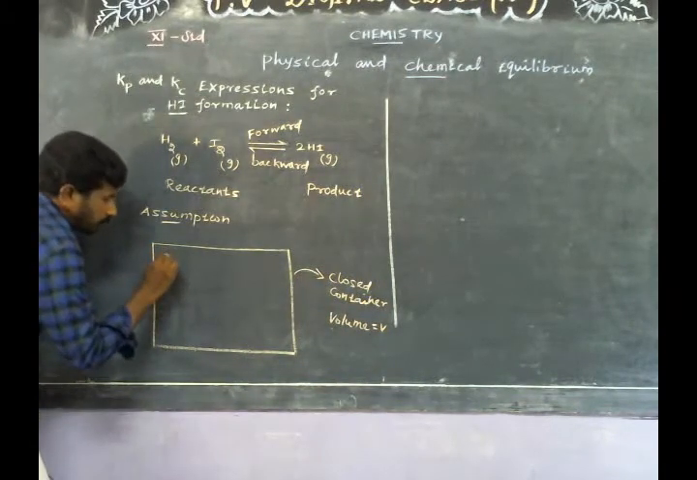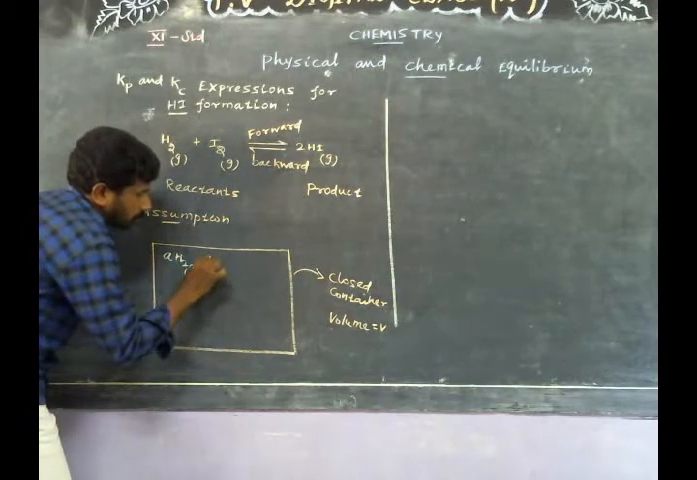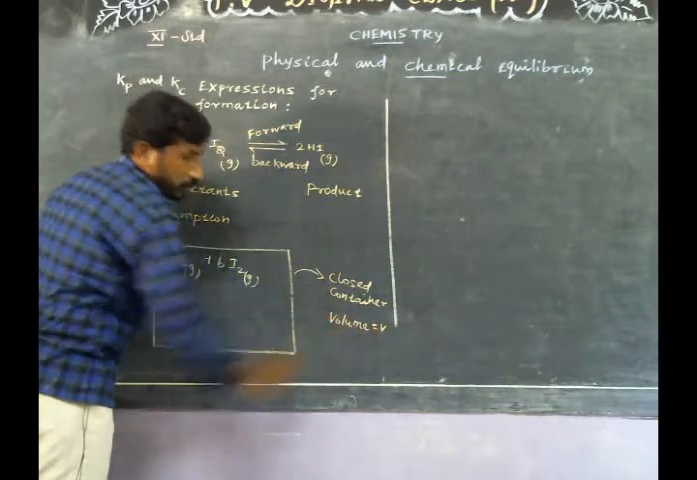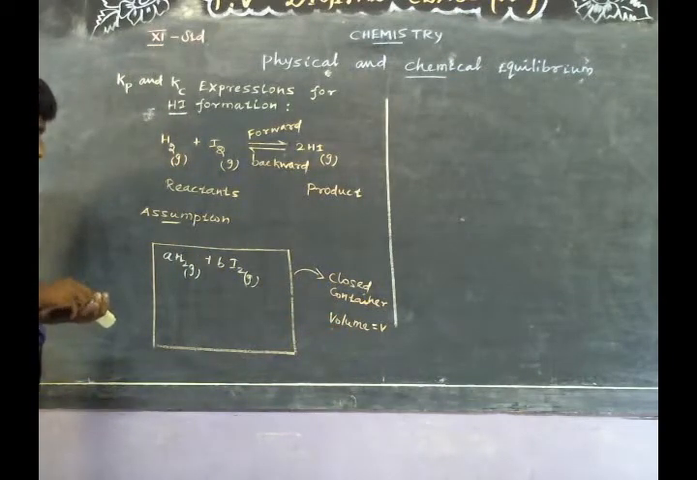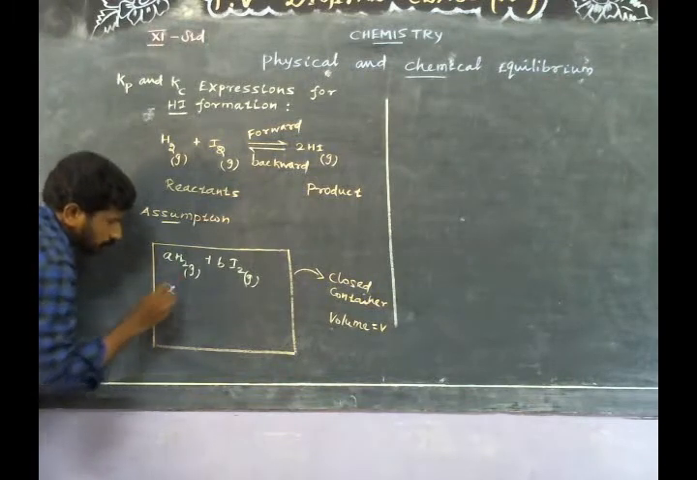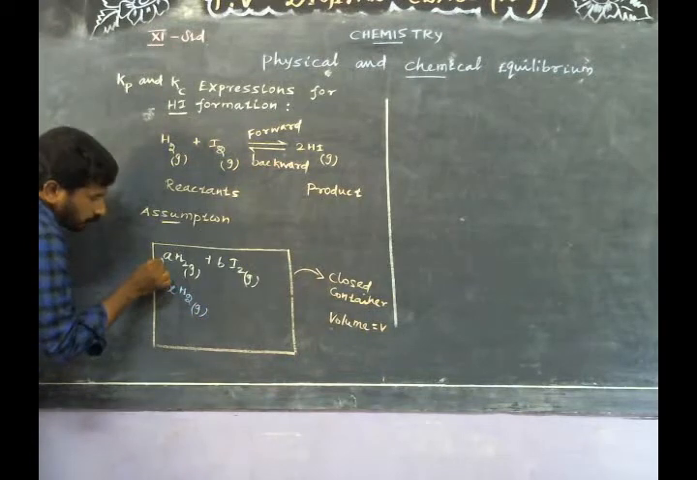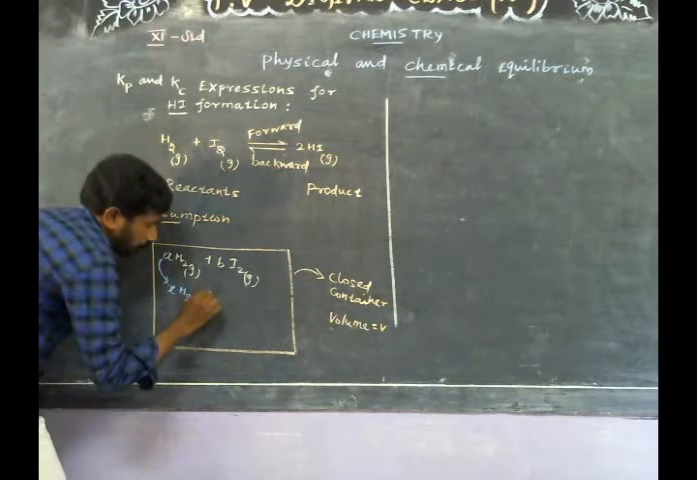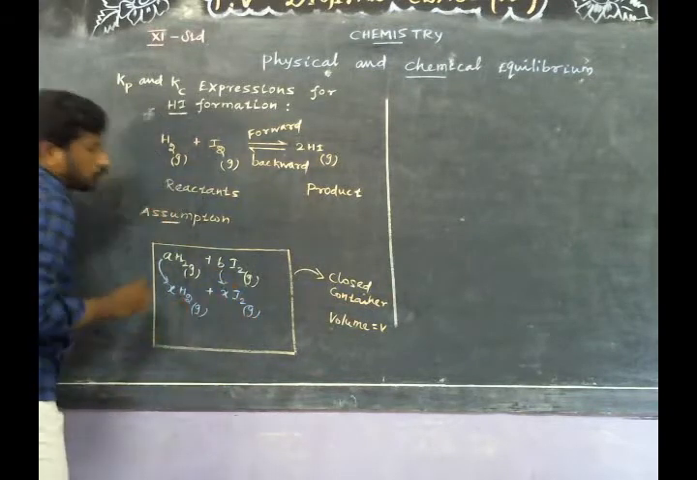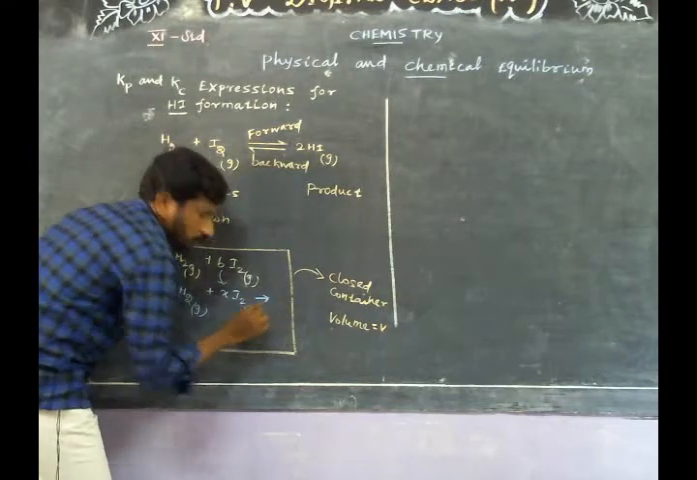Let us consider A moles of hydrogen gas and B moles of iodine gas are present in a closed container of volume V. Let X moles of hydrogen gas from A moles and X moles of iodine gas from B moles be allowed to react to give 2x moles of hydrogen iodide gas.